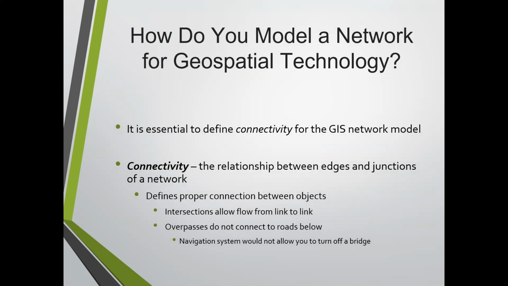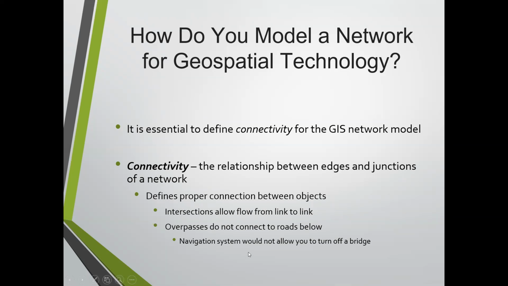Okay, so the other thing we need to deal with when we talk about a network is what we call connectivity within that network model. So this is the way that things flow together. So from the edge to the junctions, and the junctions, remember, are the switches. So to define this properly, you have to have proper connection between objects. So intersections allow flow from link to link, or they may not allow flow in one direction, okay? But overpasses that don't connect to roads are not going to have any connectivity. And so that's an important thing.